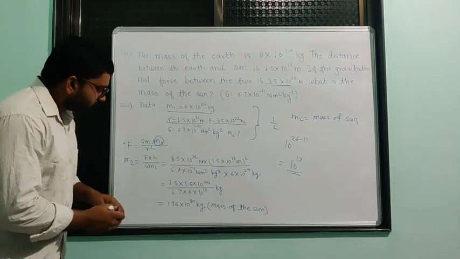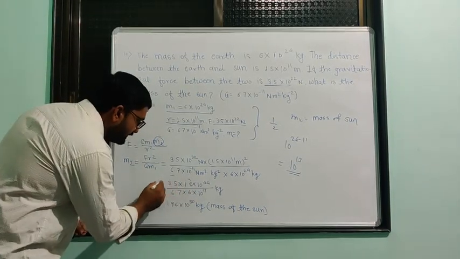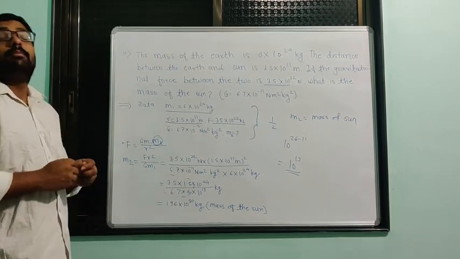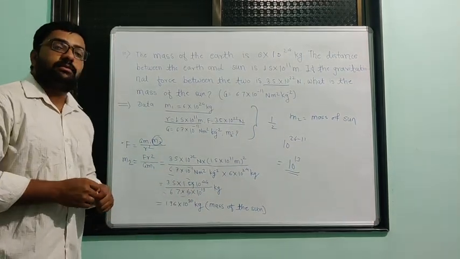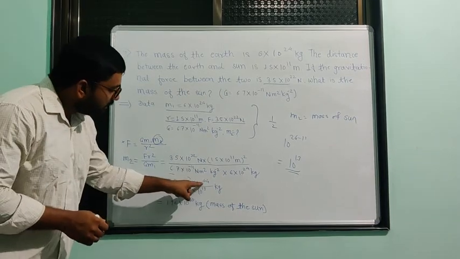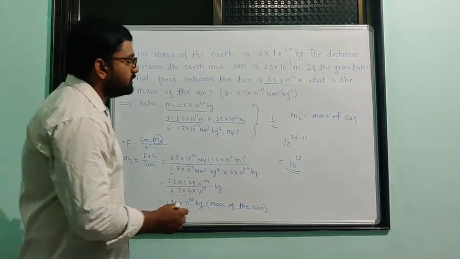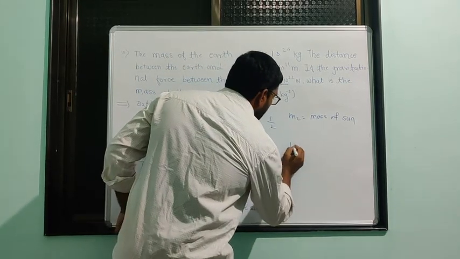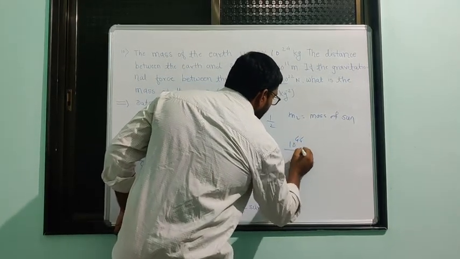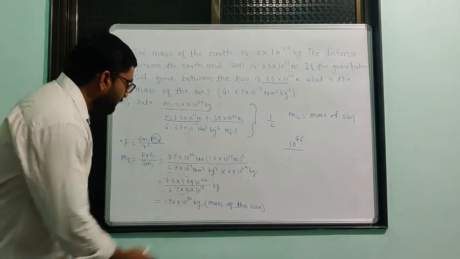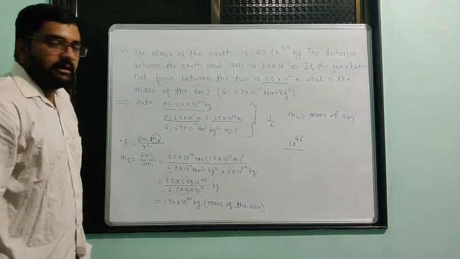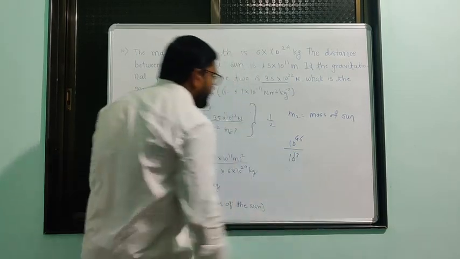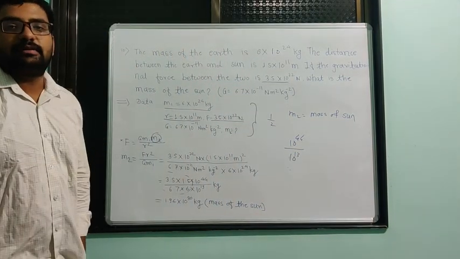So here, if we carry out this simple mathematical calculation, adjustment of power is an important part. Here in the numerator is 10 raised to 44, divided by 10 raised to 13 in the denominator. Then how do we carry out this calculation?